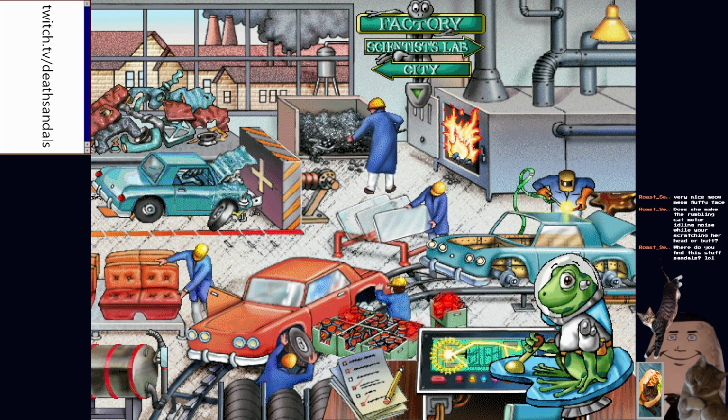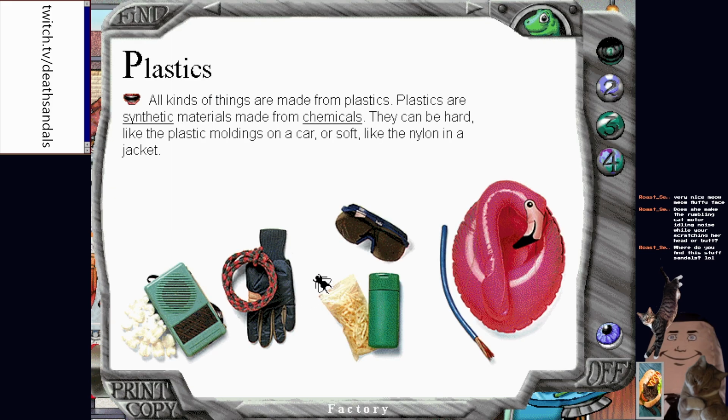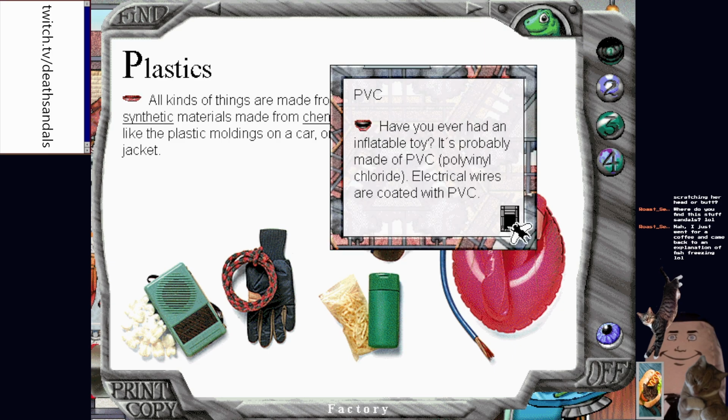Okay, so everything going on here. We'll get some funky music at least. Plastics. All kinds of things are made from plastics. Plastics are synthetic materials made from chemicals. They can be hard. I just went for a coffee and came back to an explanation of fish raising. Yeah, I know, right?